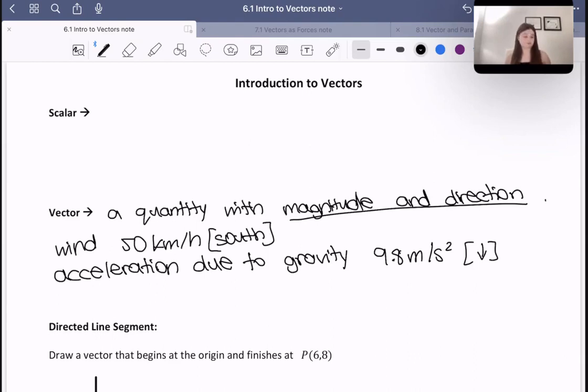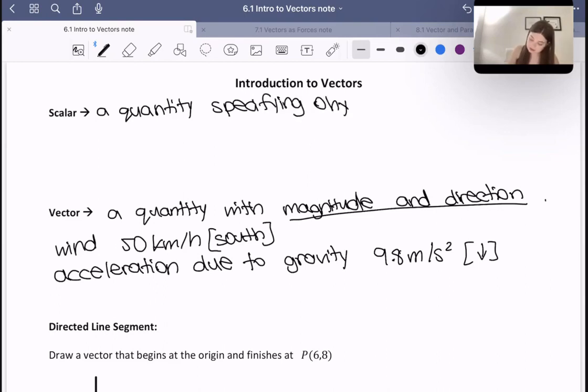Now, what is a scalar? A scalar is a quantity specifying only magnitude.